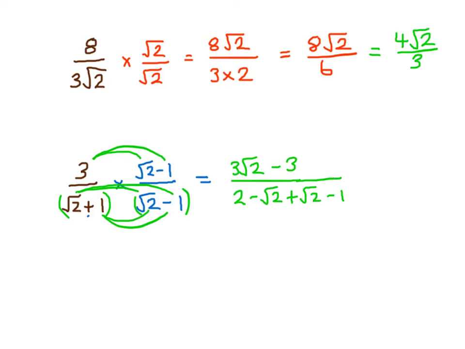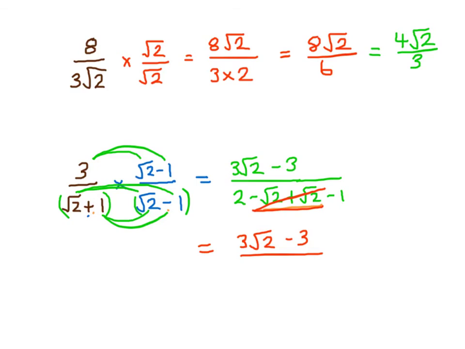So now we just need to tidy it up a little bit. You'll notice this bit in the middle will always cancel. That's why we chose the difference of 2 squares, plus 1 and minus 1, so that this bit in the middle will always cancel. So if we go down to the next line, on top we've still got 3 root 2 minus 3, that won't cancel. But on the bottom, these middle terms will disappear, leaving us with just 2 take away 1. So it's actually just divide by 1, so I don't even need to write anything. The answer is just 3 root 2 take away 3.